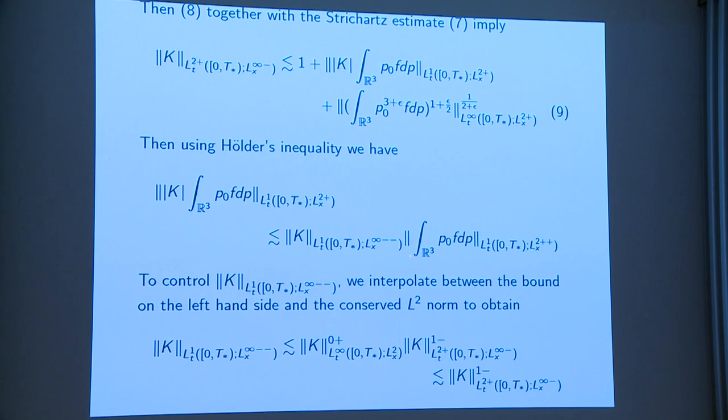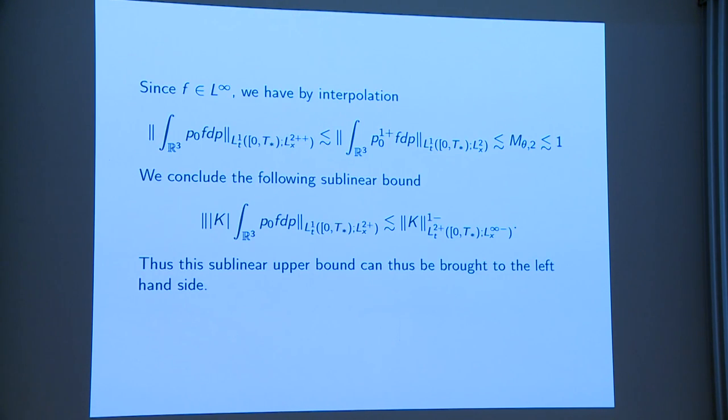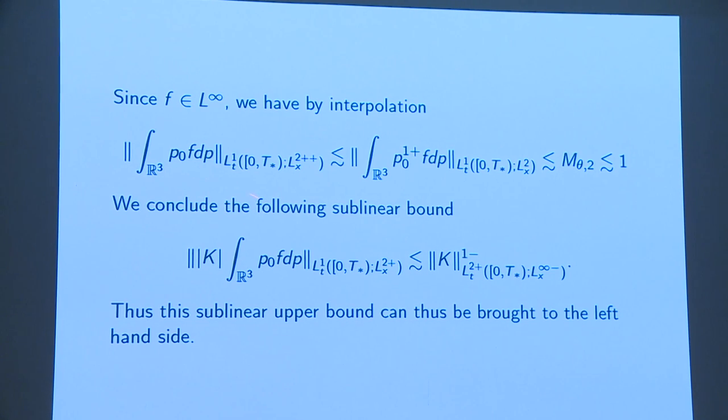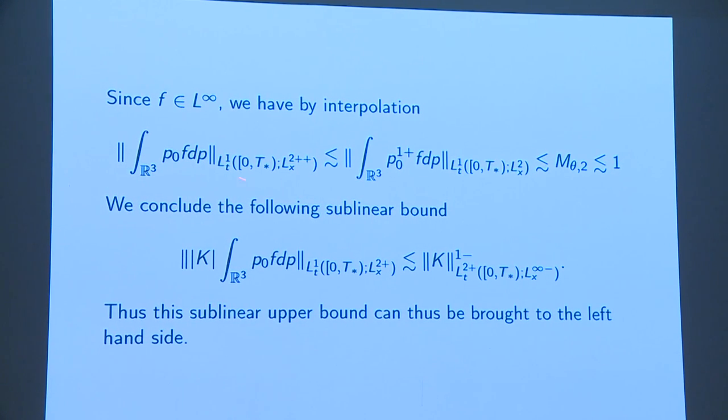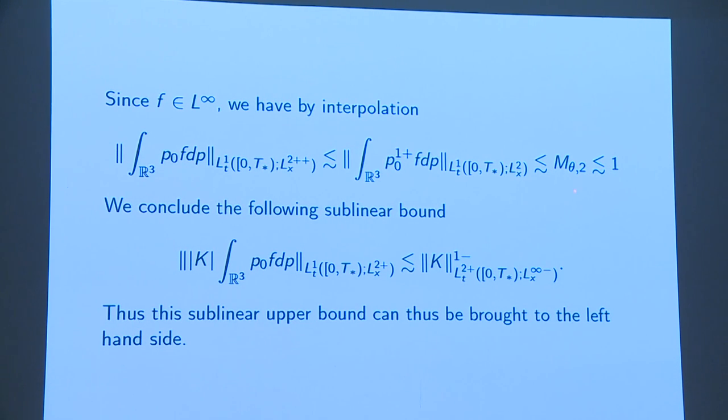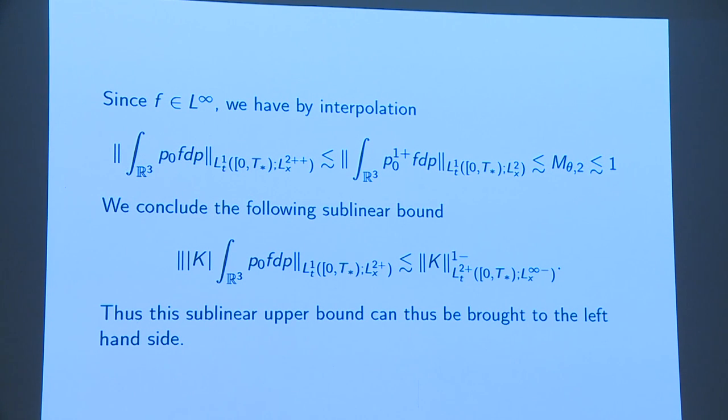So first you get K is L1, L infinity, and this is, that should be an L infinity there, L2 something that's bigger than 2. And then for K, L1, L infinity, you bound it by the L2 conservation law and something that's like L infinity, a little less. And then since F is in L infinity, you can also increase this a little bit to get that P0F dP L1 L2. You increase the power a little bit and you reduce the L2 a little bit, and you have a L infinity that's hiding in the constant. And then you can bound this by M theta 2, which is the quantity that we're assuming is finite, and you get this less than 1.